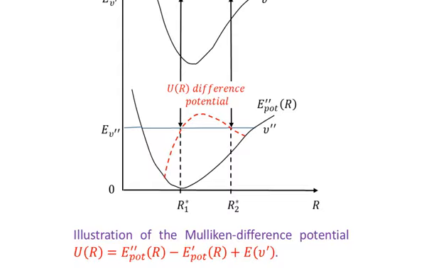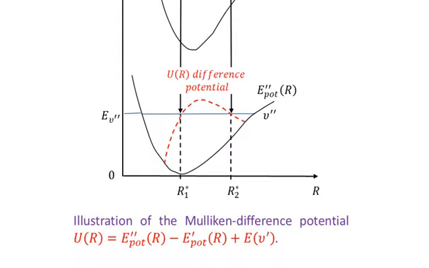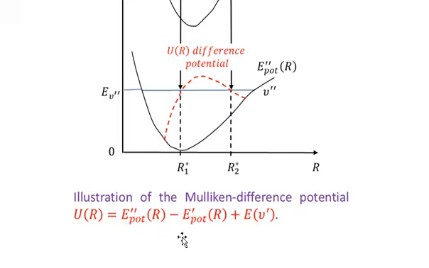And simply you see that, let me remind you again, that it is the difference of potential of the two levels, that is subtracting the upper level potential from the lower level potential, and then adding this quantity U of H prime to make U of R behave like a positive quantity, so that we can plot U of R, that is the difference potential, as a dashed red curve on this plot.